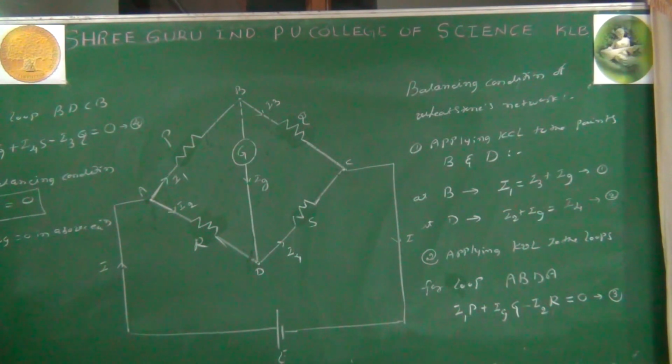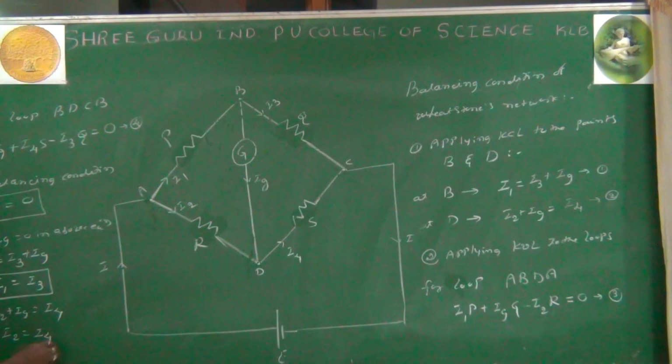The first equation: I1 equals I3 plus Ig. Let me write once again. I put Ig equals 0. I1 equals I3. Is it clear? Then the second equation, I2 plus Ig equals I4. Then Ig equals 0. I2 equals I4.